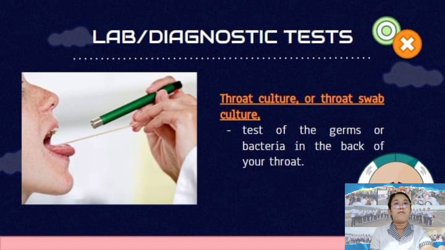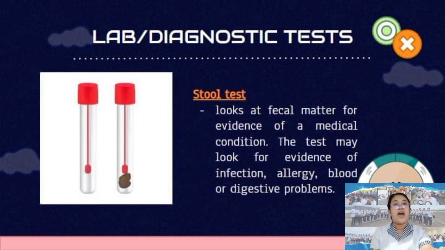So since the poliovirus usually exists in the infected person's throat, this throat culture is also very important as part of the diagnostic test for poliomyelitis. And then for the last one, we have the stool test. The stool test looks at the fecal matter for evidence of a medical condition.